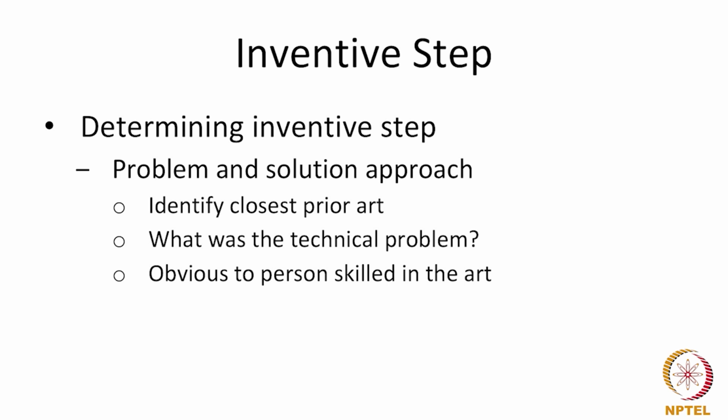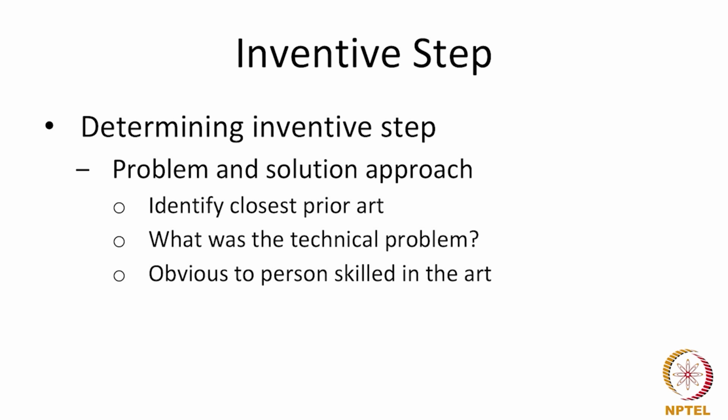So, if there is a mistake or an error in identifying the closest prior art, then your problem solution approach for determining inventive step will be faulty, because you did not identify the closest prior art. So, the closest prior art will tell you whether the leap from the closest prior art, or to use the step from the closest prior art, was something which was not obvious to a person skilled in the art. So, the first step in the problem solution approach is to determine the closest prior art.